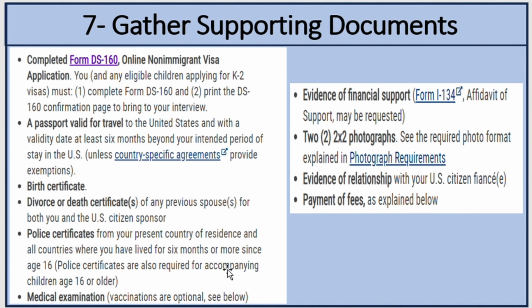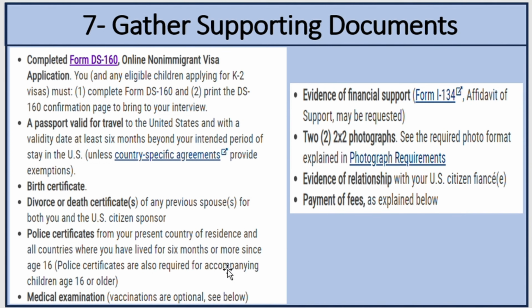Now, that's step 7. Gather supporting documents. You will need, first, the DS-160 confirmation page, which must be filled out and printed. You need a passport, valid for travel. You must have a passport that is not expired. You need a birth certificate, divorce or death certificate. You need a police certificate, medical examination, evidence of financial support. That's the most important. It is the I-134.